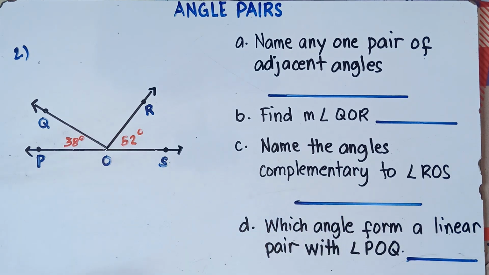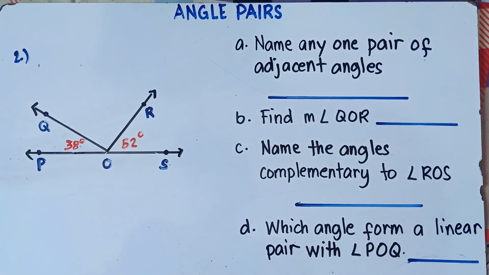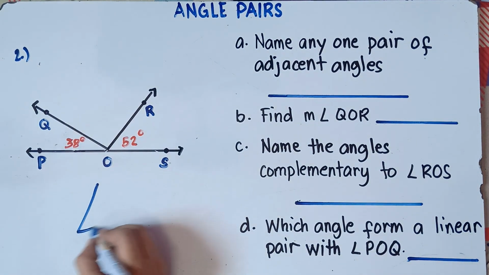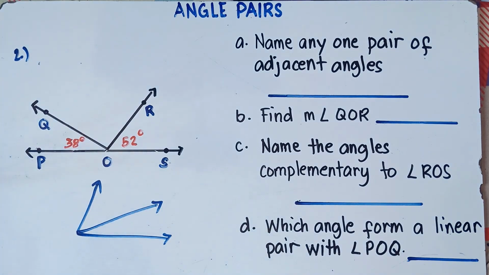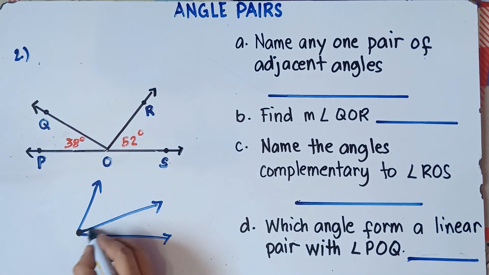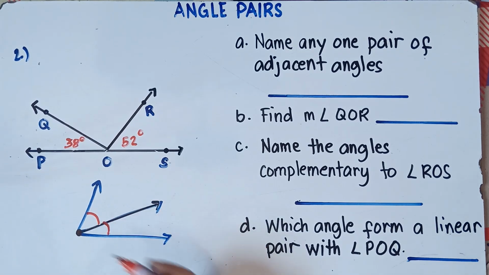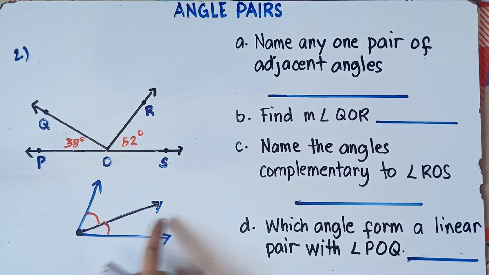Now, once again, what are those adjacent angles? Adjacent angles share a common vertex and share a common side. Example, class, if you have these two given angles, they share a common vertex, so this is the vertex, and they share a common side. So therefore, these two angles are what we call adjacent angles.